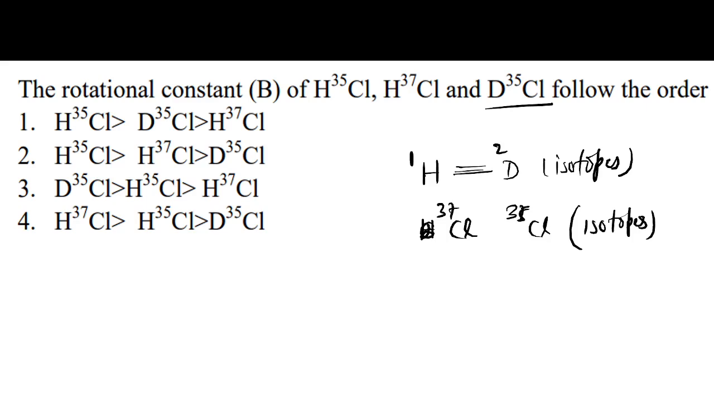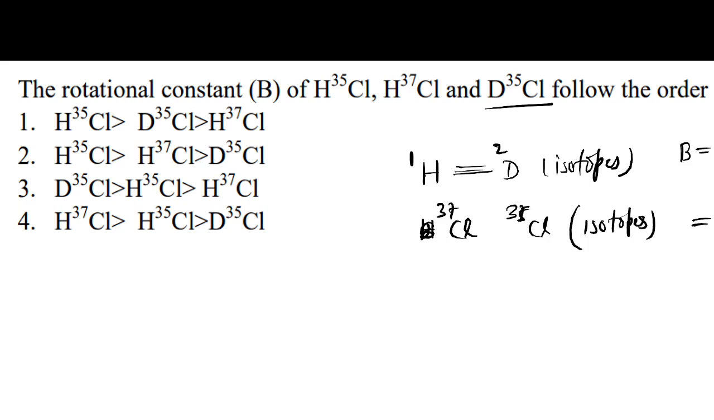What will be the order? Or you can write this one also. This B is related to h over 8 pi square I c. So I we can write as 8 pi square mu R square c. For all the molecules, it doesn't matter if you replace this isotope with a heavier isotope, the bond length will not change that much. It will be a very minor change or no change at all. So this R will be constant.